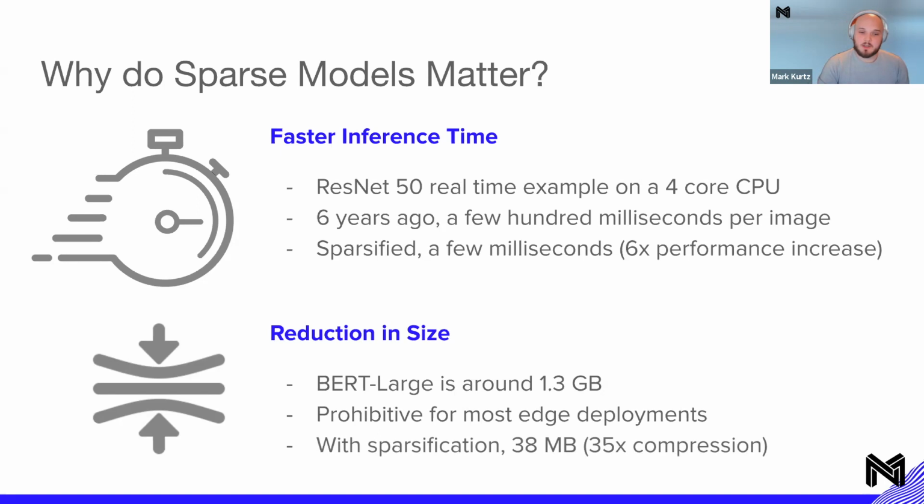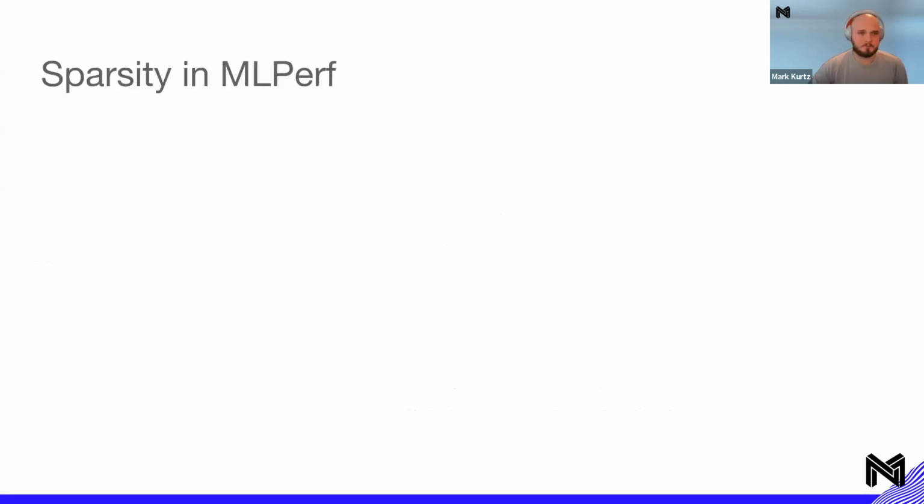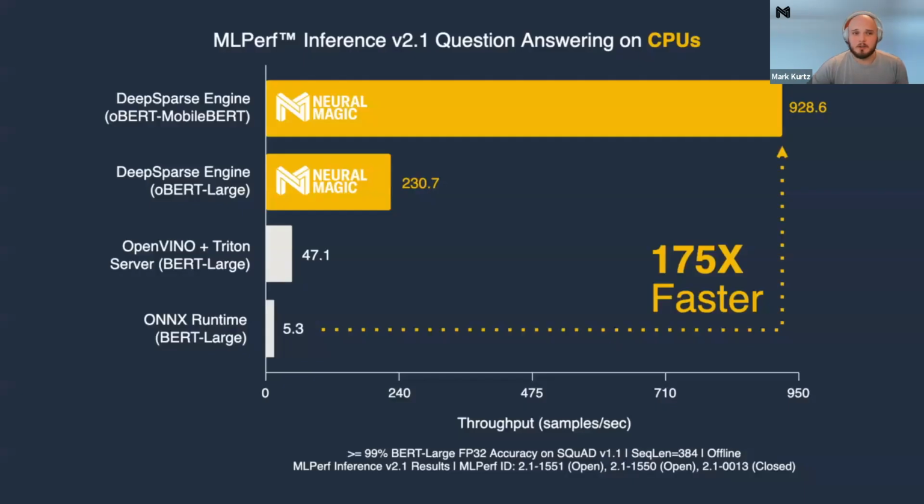So with sparsification, we can take that highly accurate BERT large from 1.3 gigabytes all the way down to 38 megabytes. So significant improvement. And additionally, these are MLPerf results that we've published at a BERT large accuracy level. So you can see, not just do we get significant compression improvements, but we can get all the way up to 175x faster with our model compression technique. So this is why sparse models are really important, because they remove all those redundancies and then we can exploit that for significant performance improvements.